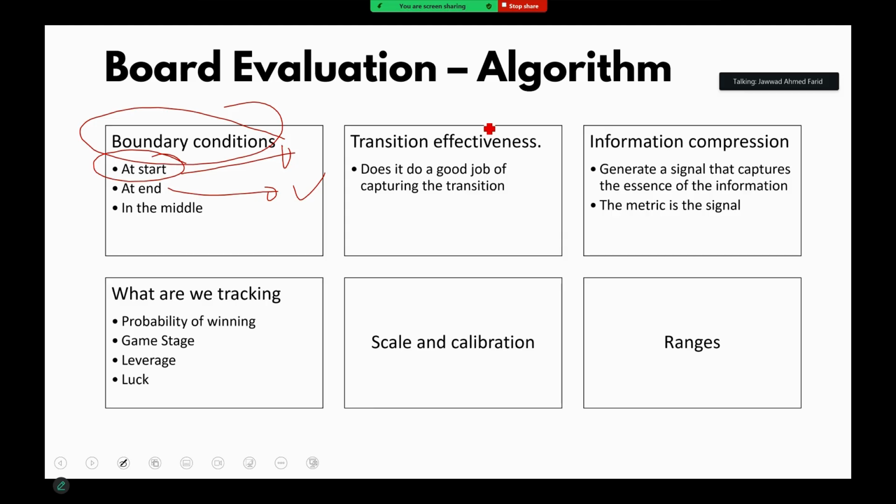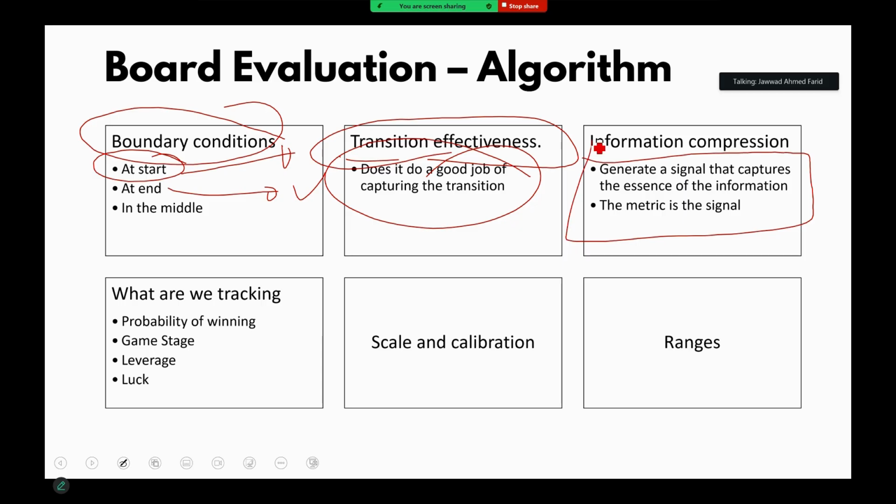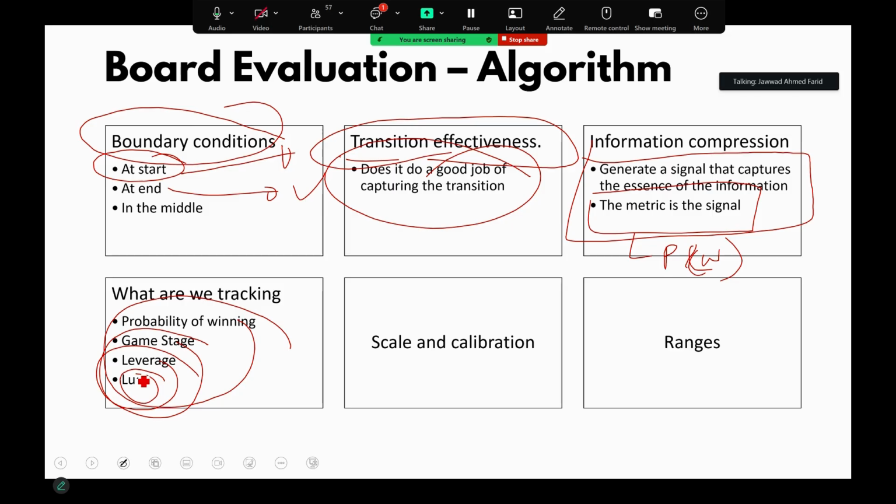Then there is transition effectiveness, right? When you play a good move or a strong move and the score changes, do the probabilities reflect that change? Then it should generate a signal that captures the essence of the most relevant information on the board. For us, that metric is probability of winning. What are we tracking? We're tracking the probability of winning, the stage of the game, the leverage remaining in the game, and the element of luck in the game.